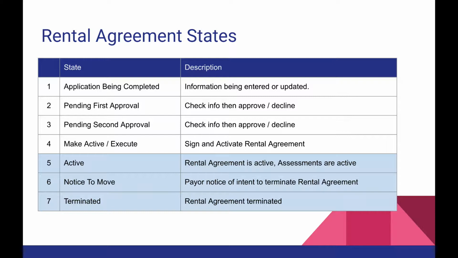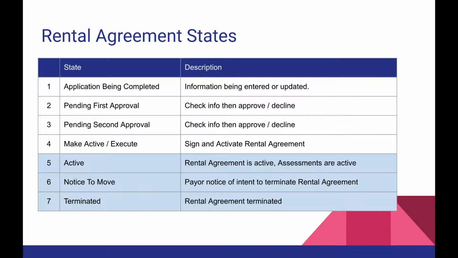For existing rental agreements that you've just amended, this is the point where you execute those amendments in order to make them active. State 5 is the active state. It is the state that your rental agreement will be in 99% of the time. It means that assessments are active, payers are actively being assessed rent charges, and they're paying their rent.